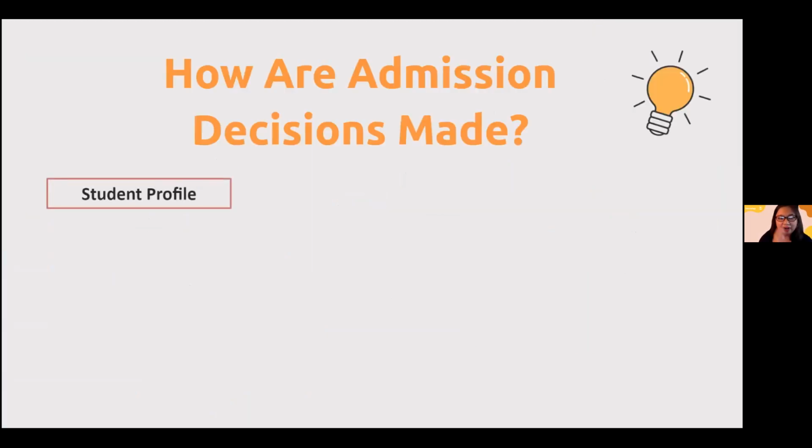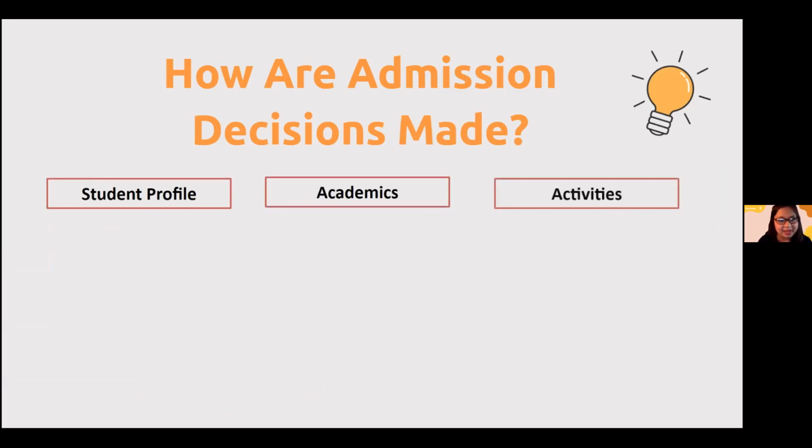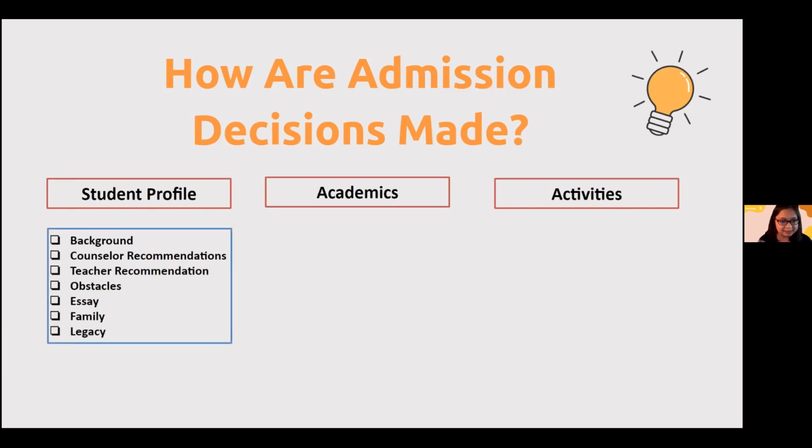All right, so how are admission decisions made? Let's just keep these few things in mind. We have the student profile, and we have academics, and we have activities. So let's go through what each of these components mean.